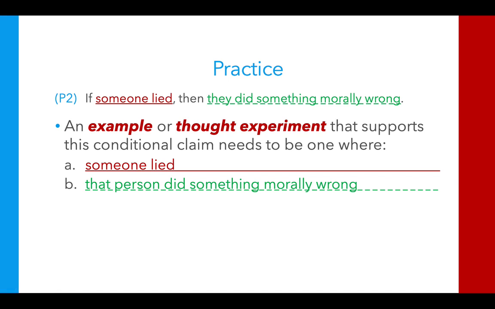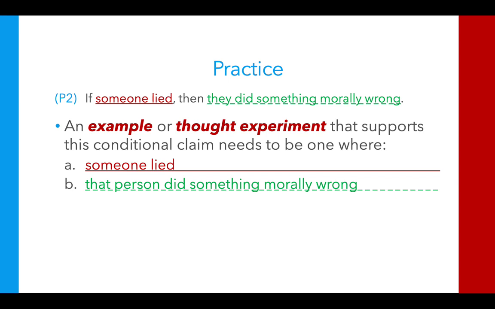Now, this is a time potentially where you want to pause the video and think, can you come up with an example? Can you come up with a thought experiment that has these two features, where someone lied and that person did something morally wrong? So, you might say, John, I'm still not exactly sure what I'm trying to do. Oftentimes one nice way to start is just with the word imagine. So imagine, and then you're going to describe a situation where someone lied and that person did something morally wrong.